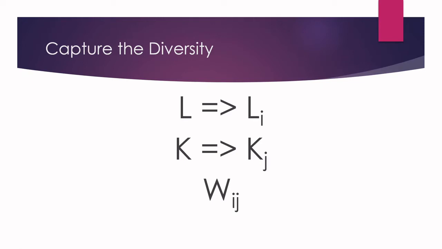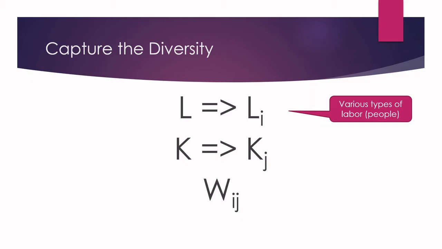So in order to capture this diversity, what's the first thing we have to do? Well, we have to break these aggregates up. We're going to take aggregate labor, L, and change it from a scalar to a vector, if you know what that means. So now there's an L for each person. The subscript i represents which person. If we're thinking about the United States, i goes from 1 to 330 million, right? So there's 330 million L's now, one for each person.